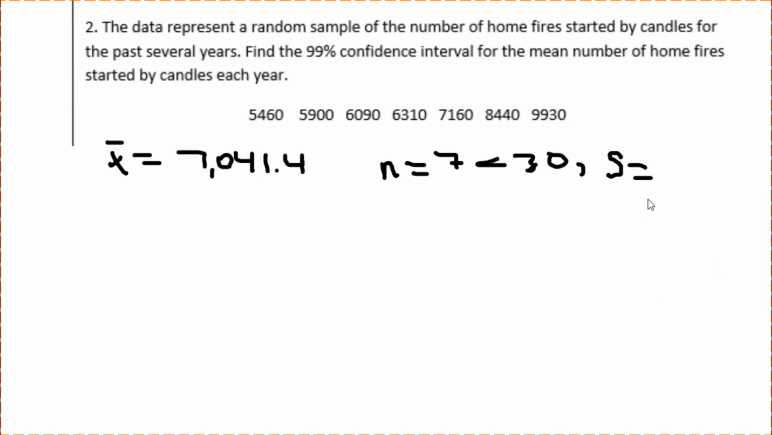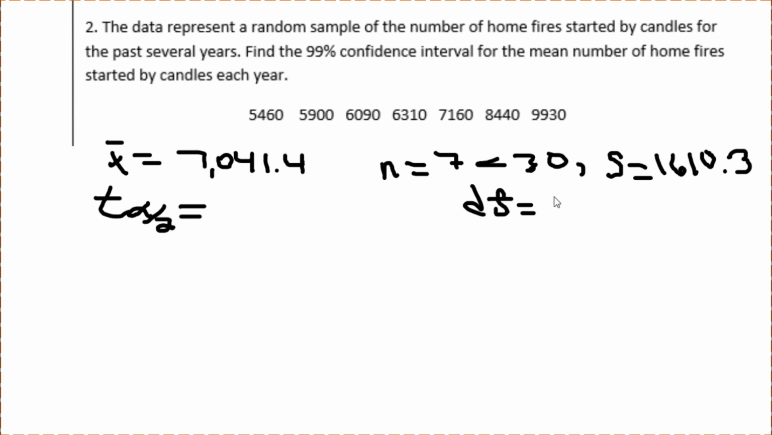All right, so I went ahead and plugged the data into the calculator. I got 1610.3. All right, so large standard deviation. So now we've got all the data we need except for the t alpha over 2. So we need our degree of freedom. If our sample size is 7, our degree of freedom is 6, 7 minus 1. So now we're going to look up degrees of freedom of 6, and we want a 99% confidence interval. So 99% and 6.